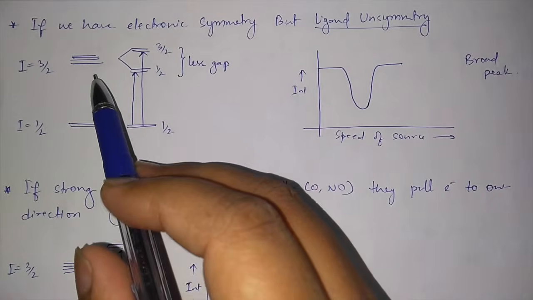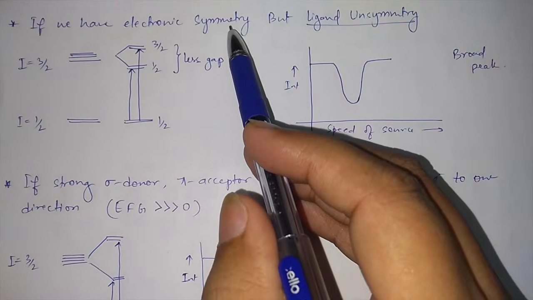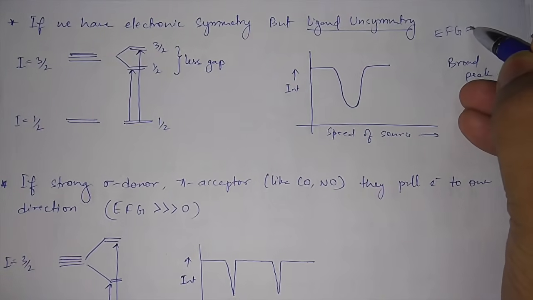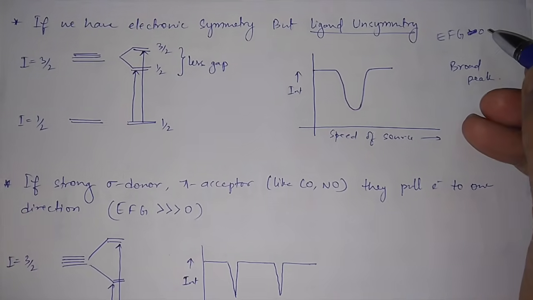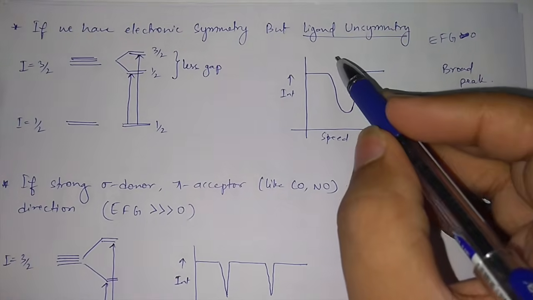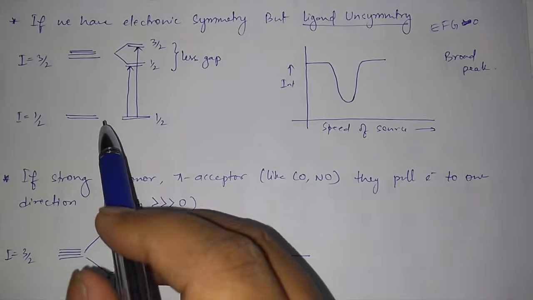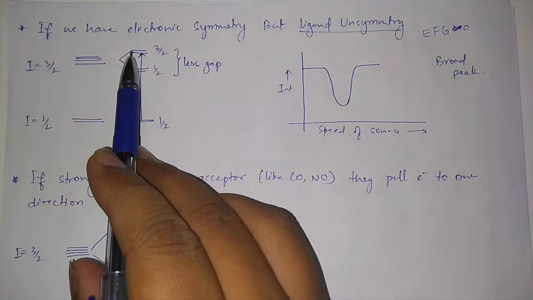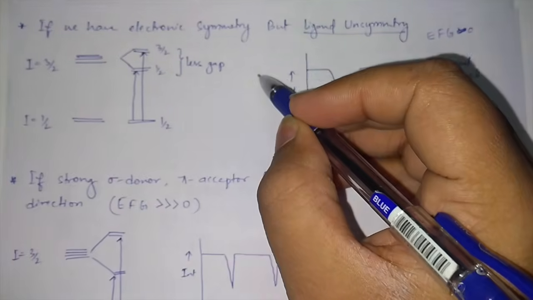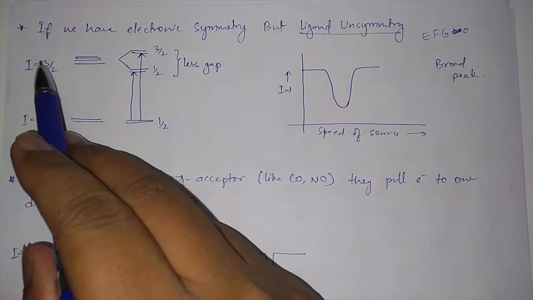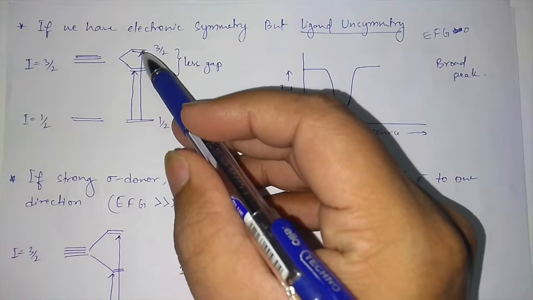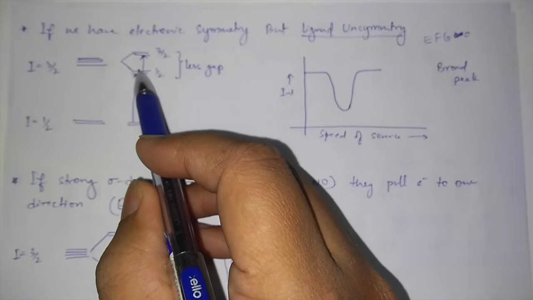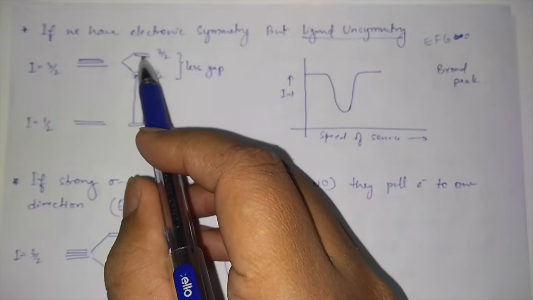So there are certain more conditions. Let's say we have electronic symmetry, that is, your electric field gradient is approximately equal to 0. It's not equal to 0, but it's approximately equal to 0, and the ligands are asymmetrically filled. At that time, what will happen? Since the ligand is unsymmetrically filled, the excited state of I will split into 2 depending upon that formula, that is I plus half, and since the I value is 3 by 2, 3 by 2 plus half will give you 2. So it will split into two lines, and these two will be degenerate. Just mind it, I have just drawn two lines over here, but that doesn't mean these two are different. These two are of the same energy level, they are degenerate.